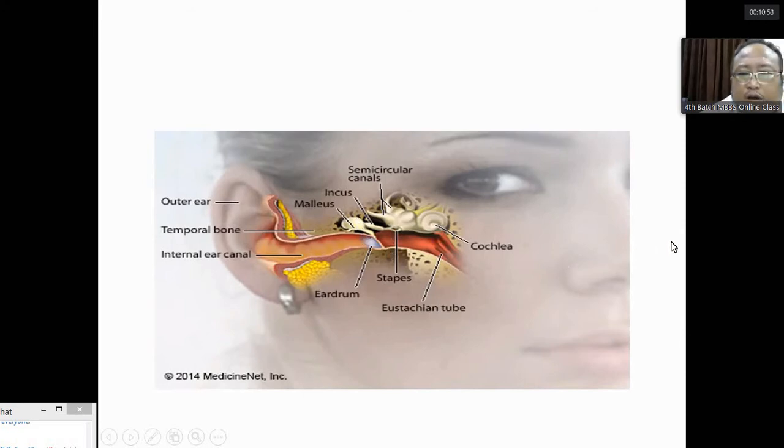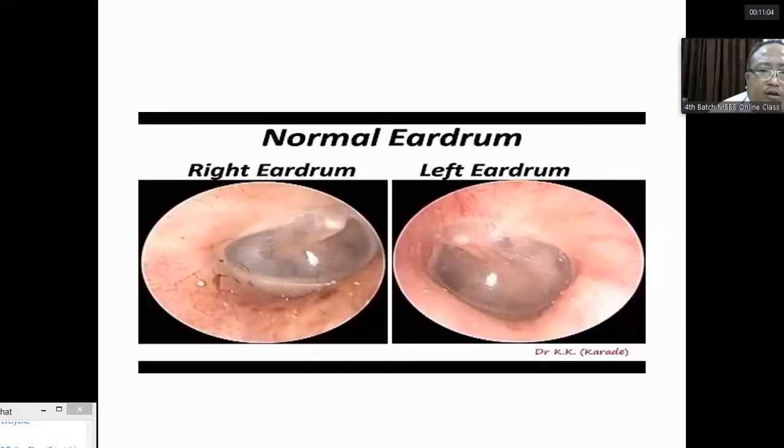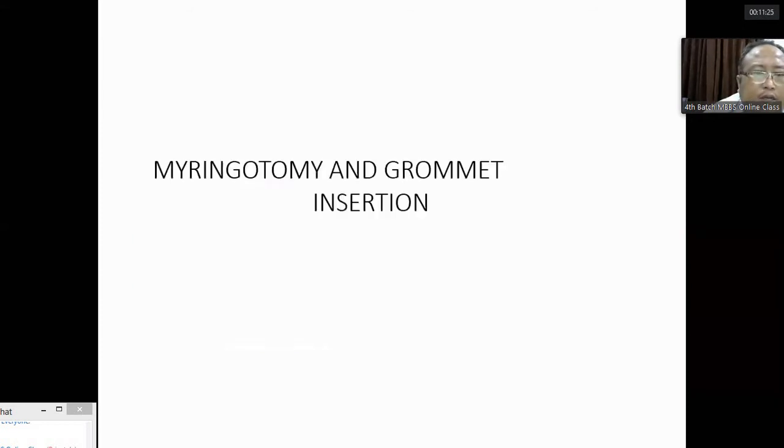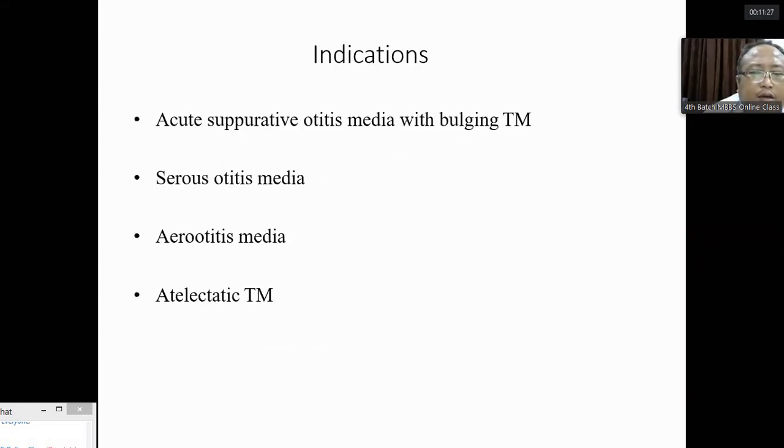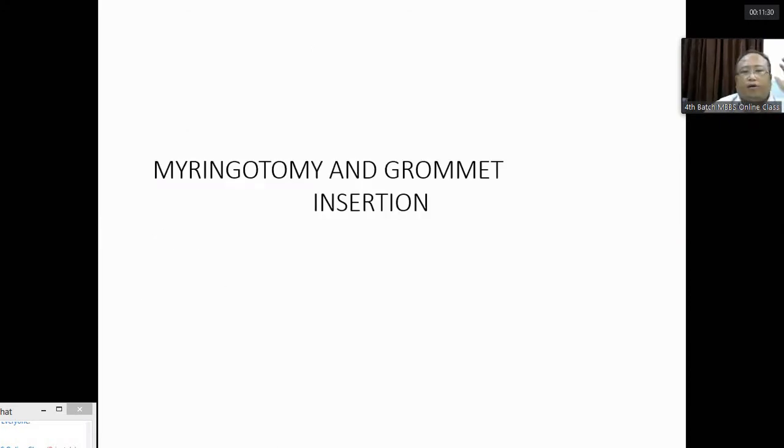And the aim is to bring it almost to the natural process, to a working hearing status, and to reduce the complications. This is the normal eardrum, which you see, with the cone of light, and this is the right and the left. We'll be discussing in the OPD how to examine the eardrum and what the normal landmarks are, just for knowledge. And now we'll discuss myringotomy and grommet insertions.